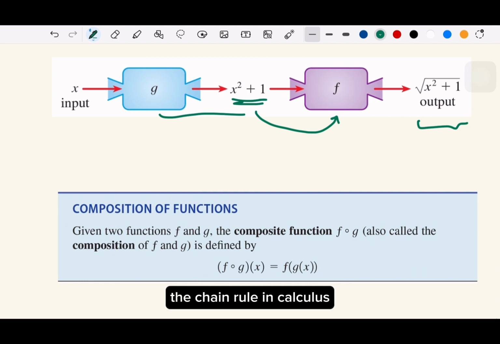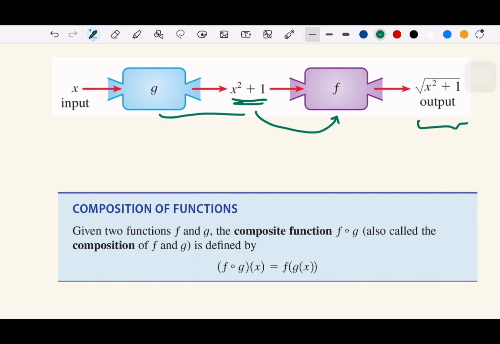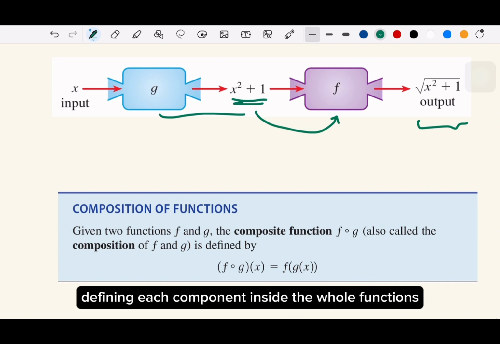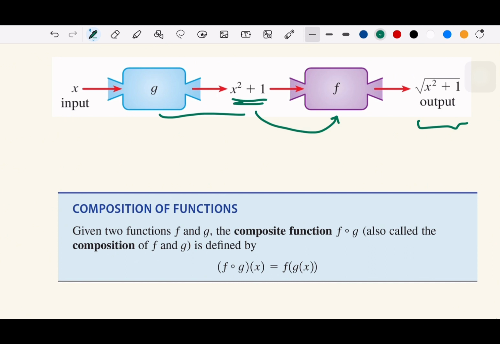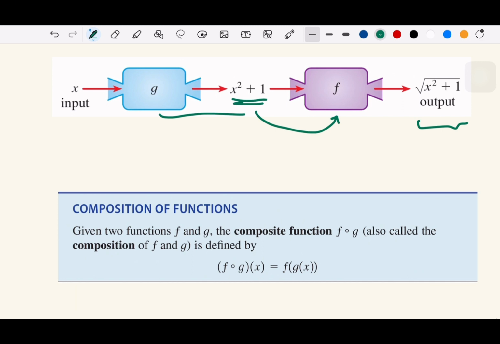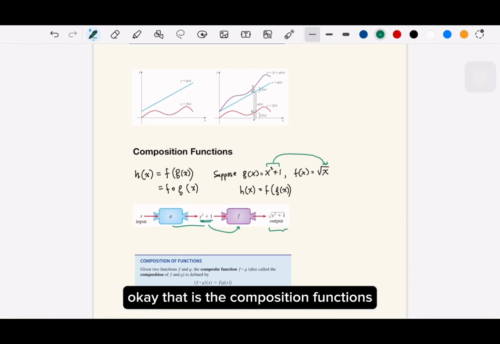the chain rule in calculus. If you're still struggling with the chain rule in calculus, you can think one by one, taking parts of the functions and defining each component inside the whole function, like how many functions you can cut. Maybe there will be more than 3, maybe more than 4. Okay, that is the composition of functions.